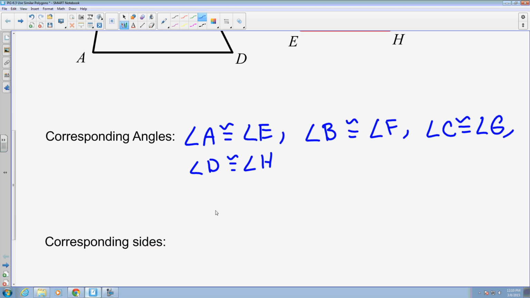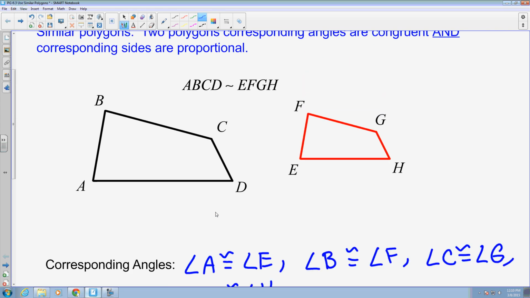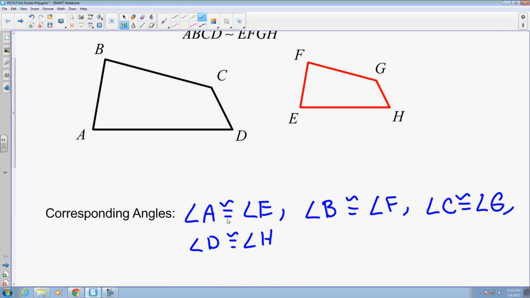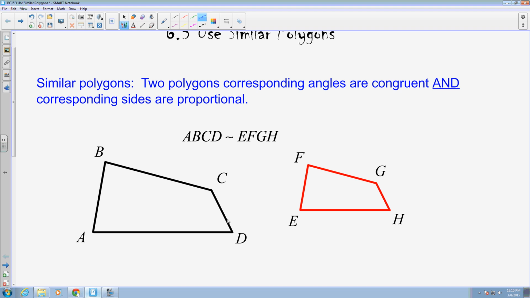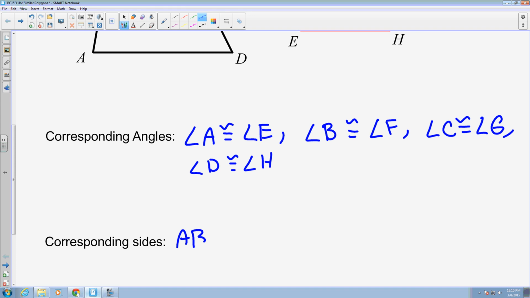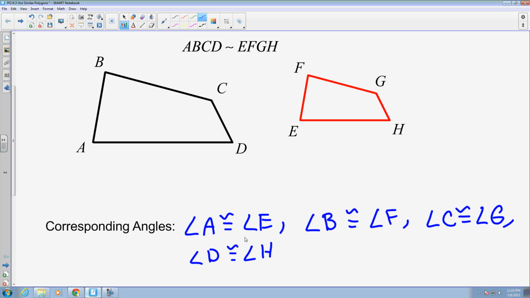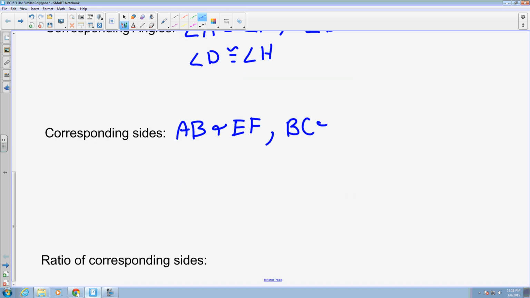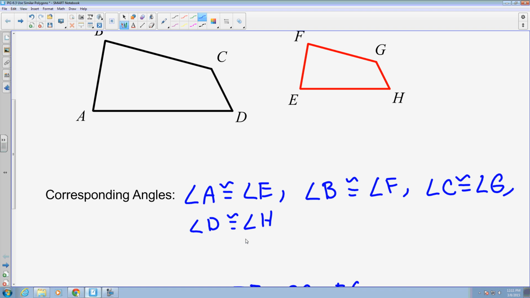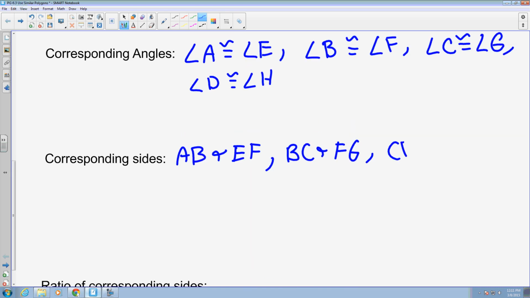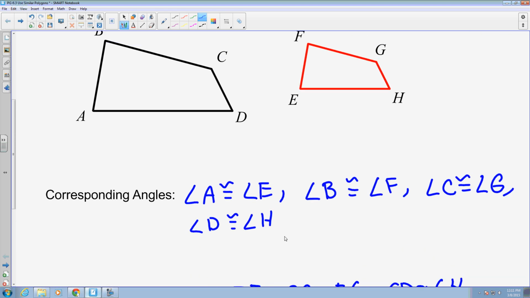All right, same thing with the corresponding sides, except they won't be congruent. If you look here, the first one is AB, first and second, EF. So AB and EF are corresponding sides. They're not congruent, they're just corresponding. And then the next one, we're going to say BC and FG. Next, we're going to go CD and GH. And then finally, we've got AD and EH.